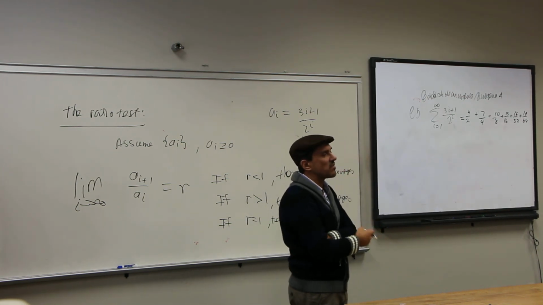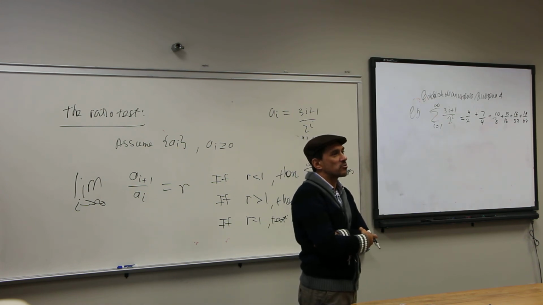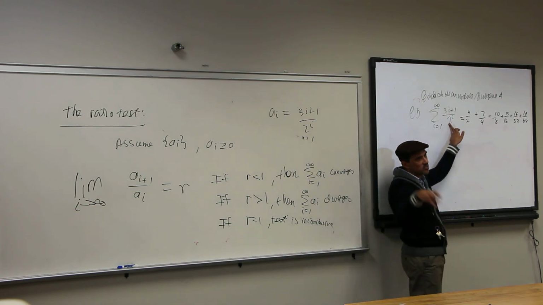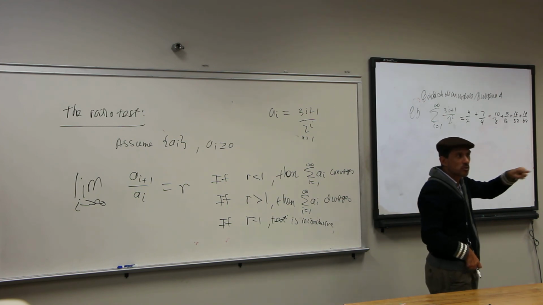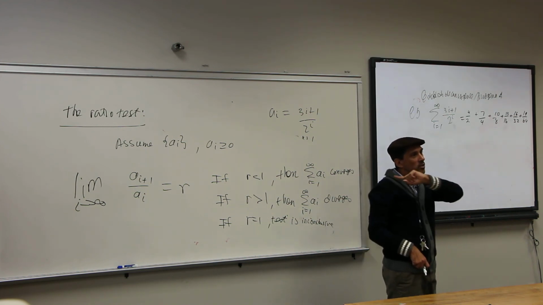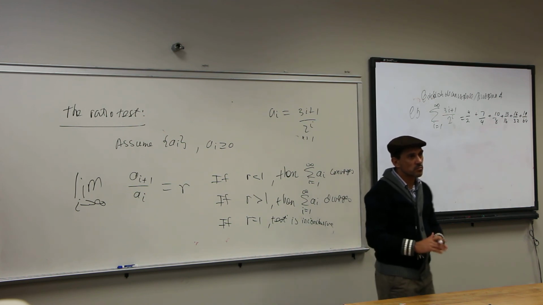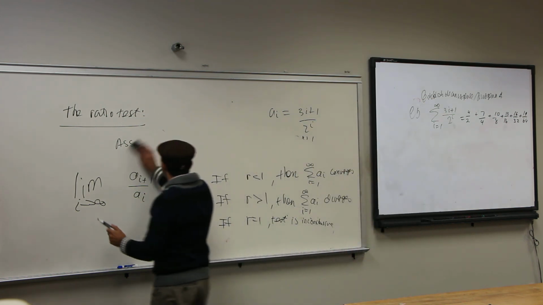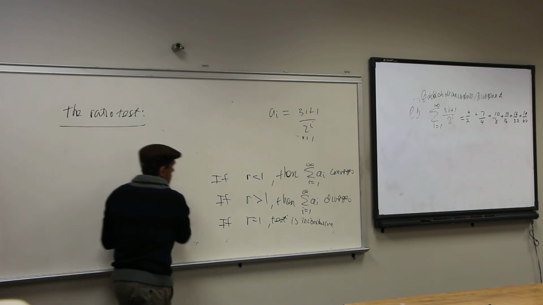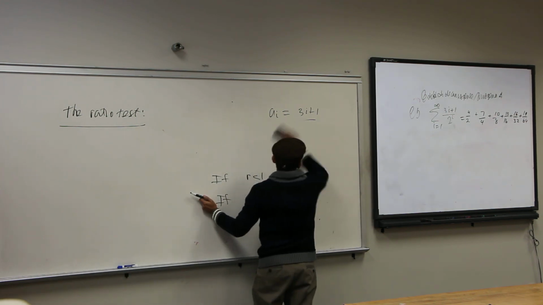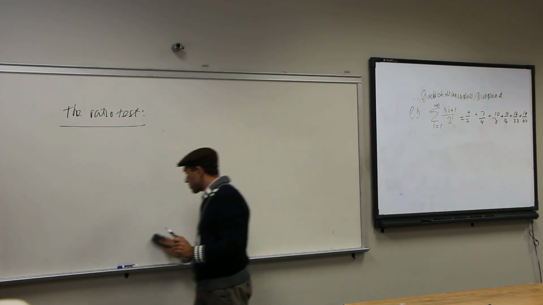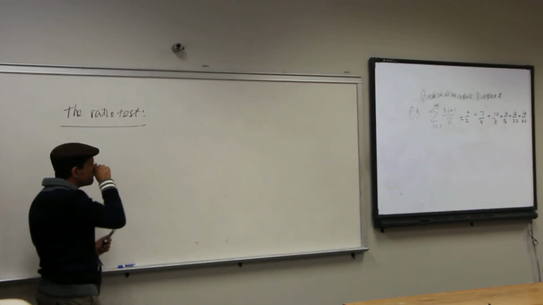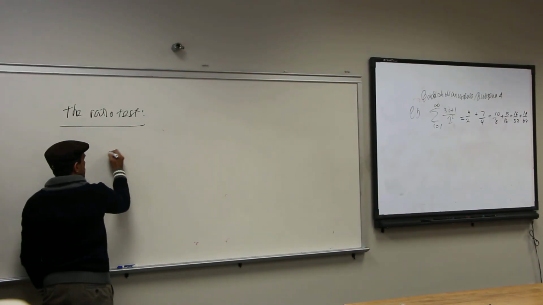But my hunch is that eventually it starts to behave like a geometric series with a common ratio of 1/2. That is to say, this guy starts to dominate eventually. But we'll do that using the ratio test. Let's use the ratio test. What is a_i?